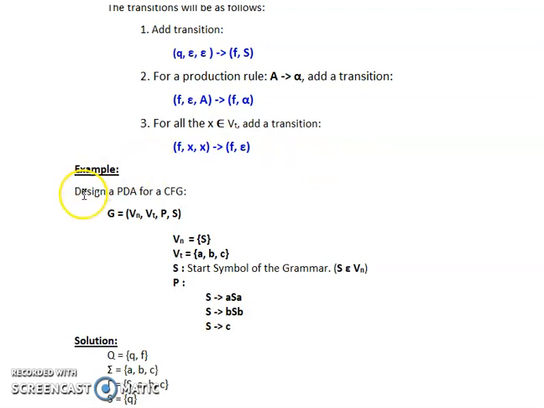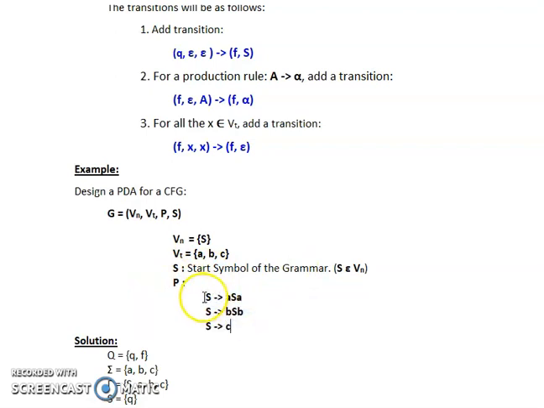According to the example given to you, you need to design a pushdown automata for the context-free grammar that is given over here. The context-free grammar is defined using 4 tuples: Vn, Vt, P, S. Vn is provided as capital S. That means there is only a single non-terminal, that is capital S. Then Vt is a, b, c. That means you have 3 terminals a, b and c. Then S is considered to be the start symbol of the context-free grammar.